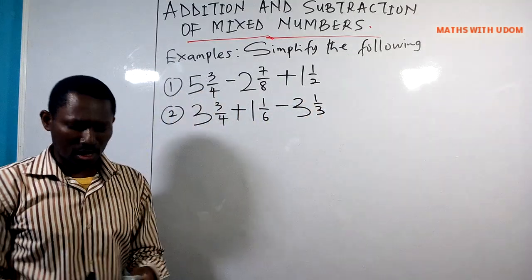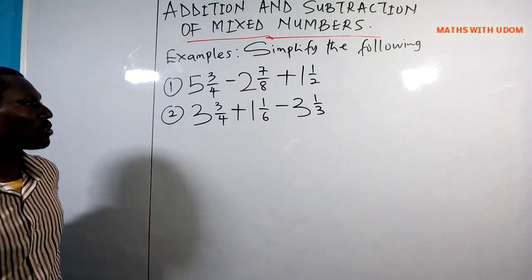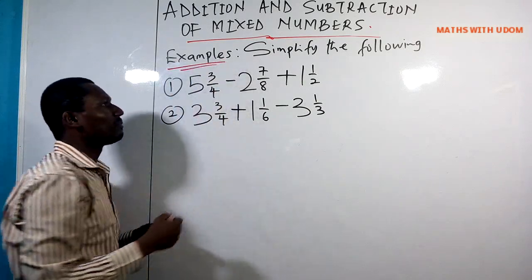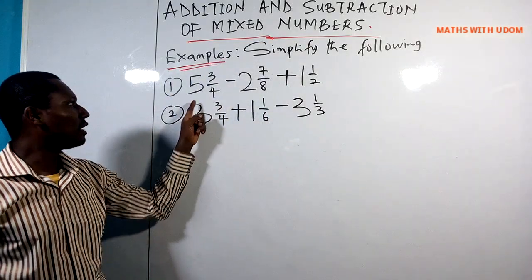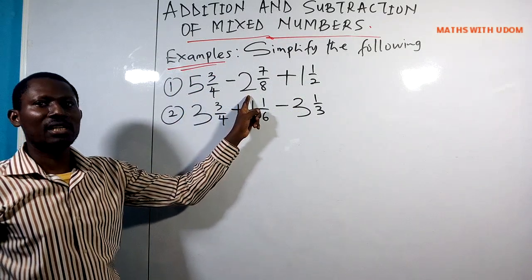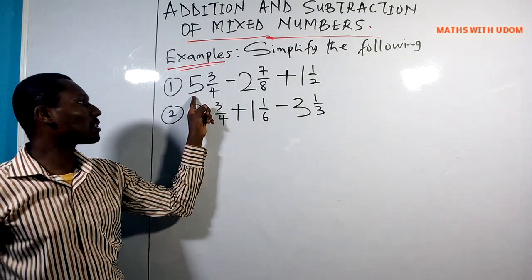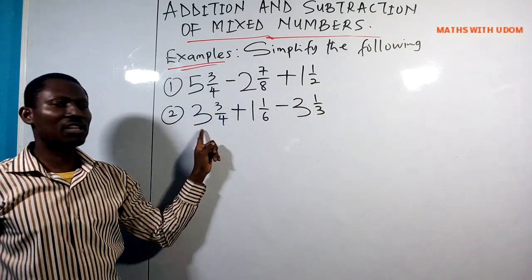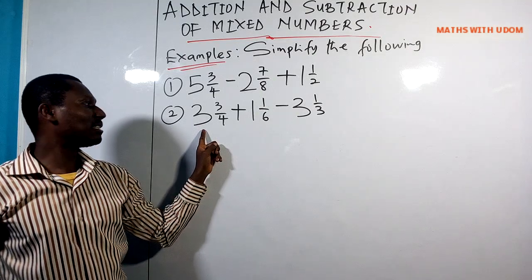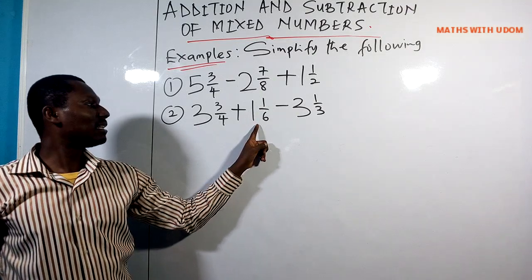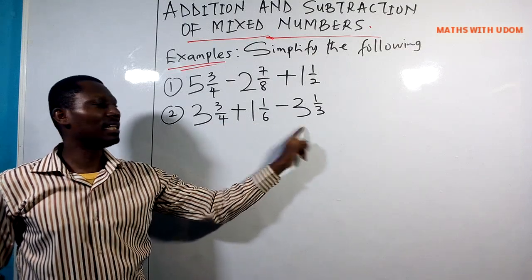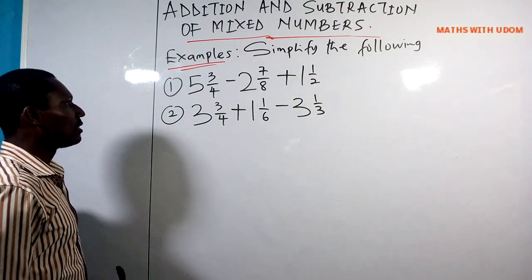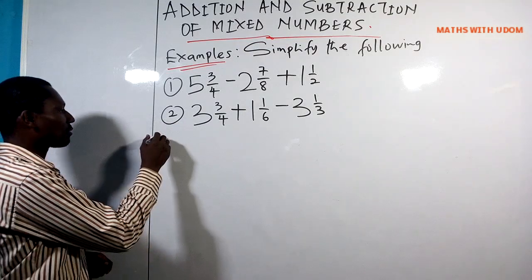So these are our two examples, okay? For us to solve this, I'm going to use two methods to solve these problems. We have to simplify the following fractions. In example 1, the first mixed number is positive, the second is negative, the third is positive. For example 2, first mixed number positive, second positive, third negative. So how do we solve this? Let's start with the first method.